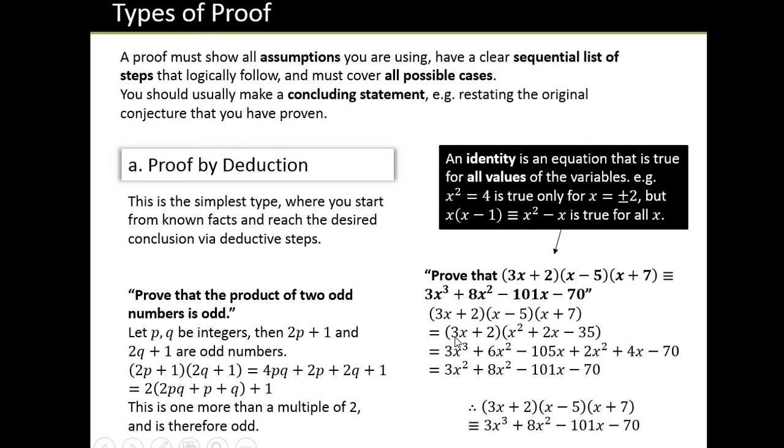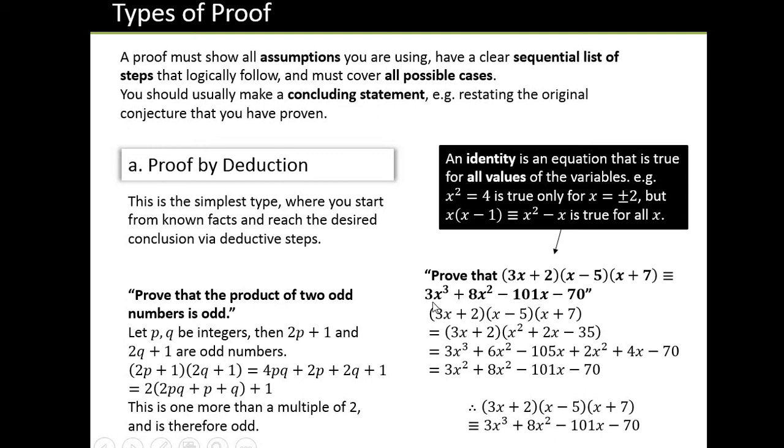And then I expand 3x with all of this and 2 lots with all of this, and that's all of my line of work. And then I simply neaten it up. That should say 3x cubed. I've just spotted there, shouldn't it? And then you've done it. You have turned your left hand side into your right hand side.